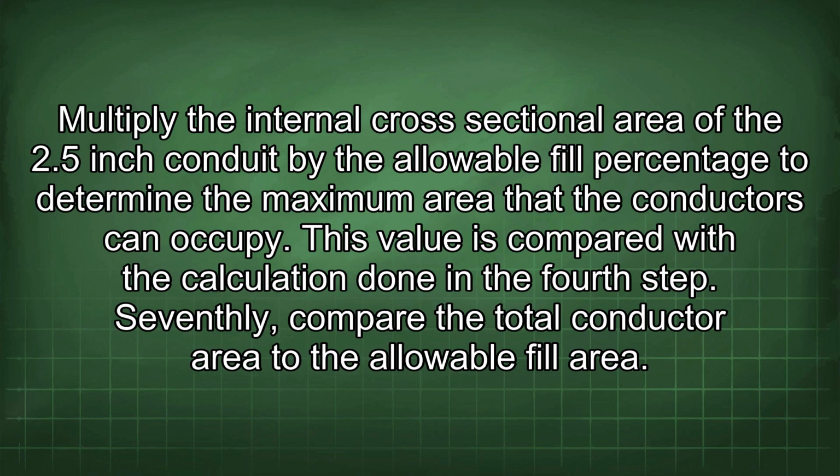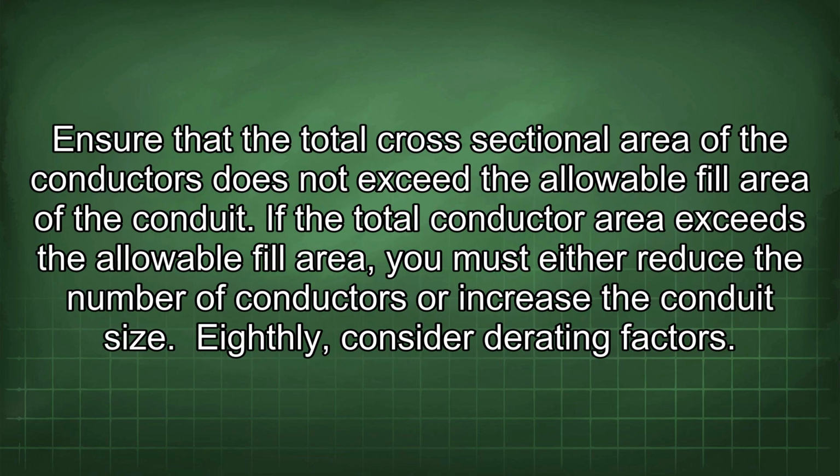Seventhly, compare the total conductor area to the allowable fill area. Ensure that the total cross-sectional area of the conductors does not exceed the allowable fill area of the conduit. If the total conductor area exceeds the allowable fill area, you must either reduce the number of conductors or increase the conduit size. Eighthly, consider derating factors.